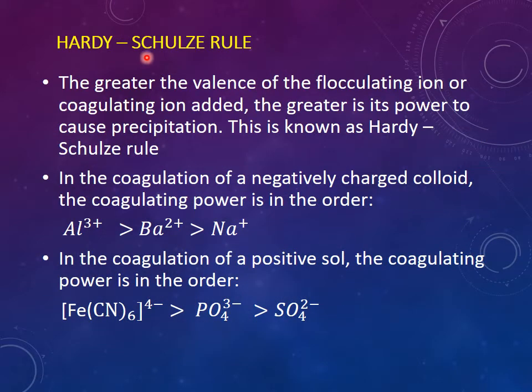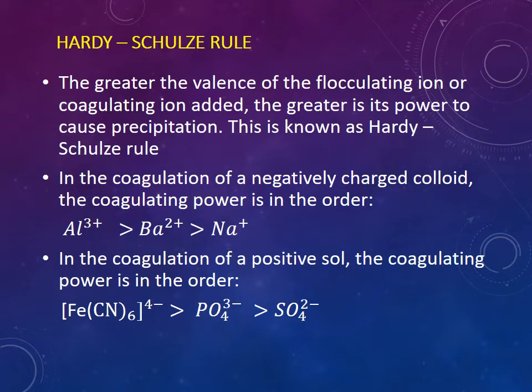Hardy-Schulze rule. The greater the valency of the flocculating ion or coagulating ion added, the greater is its power to cause precipitation. This is known as the Hardy-Schulze rule. In the coagulation of a negatively charged colloid, the coagulating power of electrolytes is in the order Al3+ is greater than Ba2+ is greater than Na+.